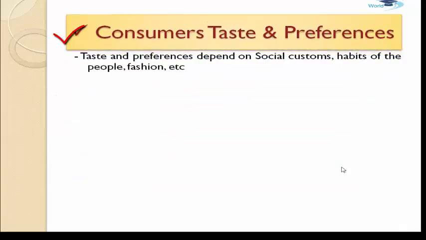Another determinant of demand is consumers' taste and preferences. The level of demand is influenced also by the taste and preferences of the consumers. Taste and preferences depend on social customs, habits of people, fashion, the general lifestyle of people, advertisements, new inventions, etc. As a result, the demand of different goods changes.